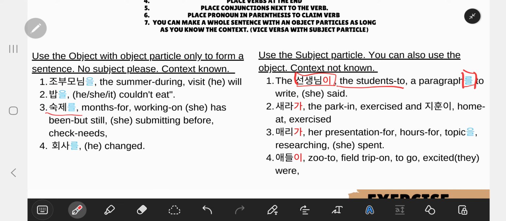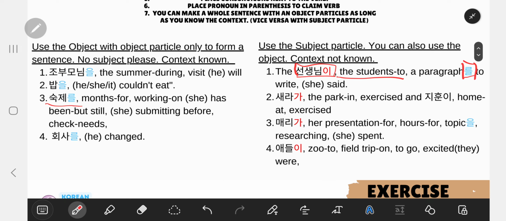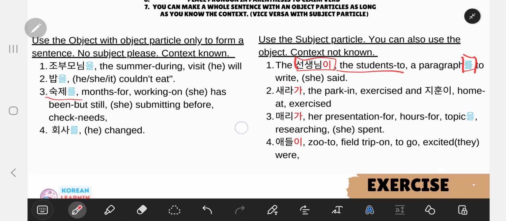Submitting, because if you do something before something, "submit" is actually a noun form of the verb submit. And then the actual verb is "check needs." And then submit, the "before" belongs to the submitting noun. Yes, so submitting before check needs. So 숙제를, so just by doing this, I eliminated "she", I just put it in parentheses. But since we know this is an object, now we know this is "she." So 숙제를 months for working, she has been, but still submitting before check needs, or: she has been working on her homework for months, but she still needs to check it before submitting it.